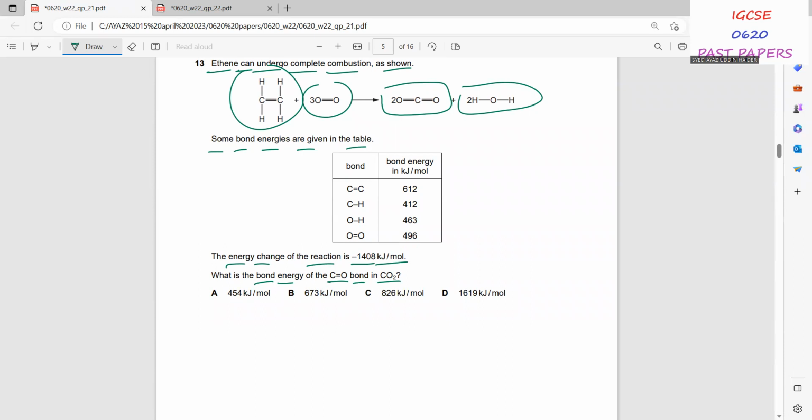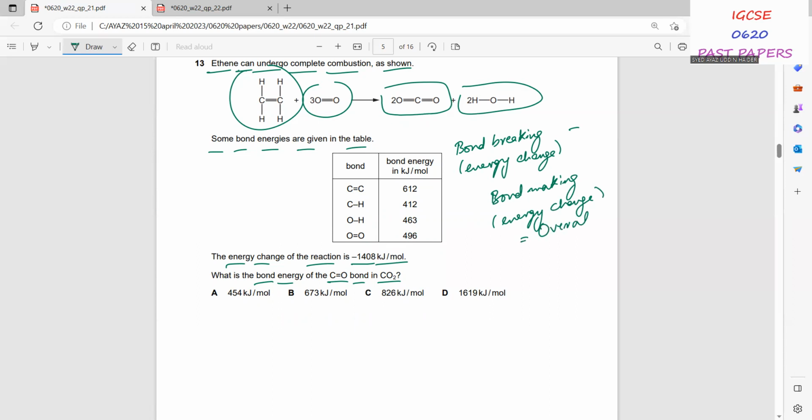We know the formula. Reactant bond breaking energy change minus bond making energy change is equal to overall energy or enthalpy change.